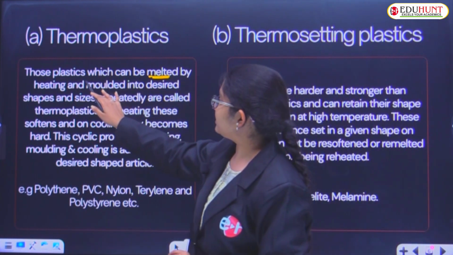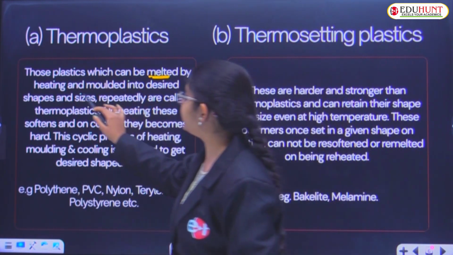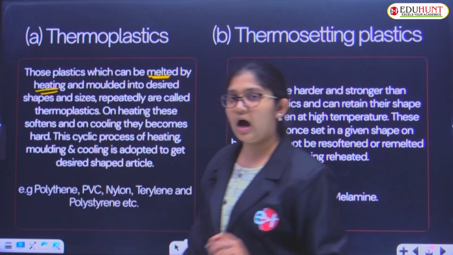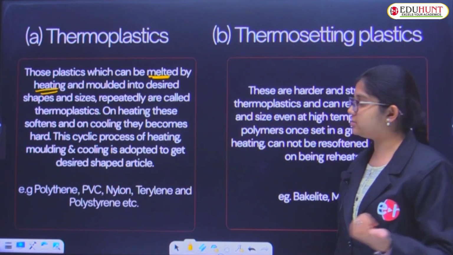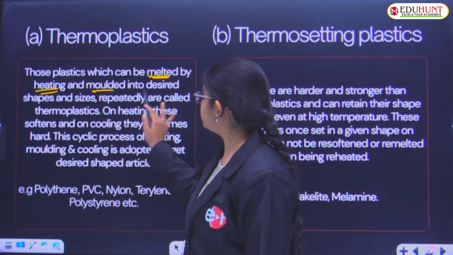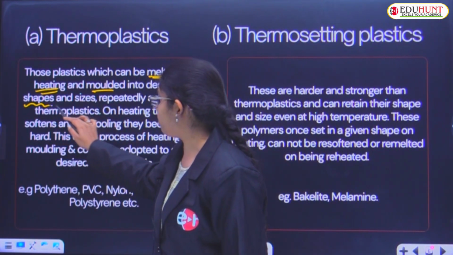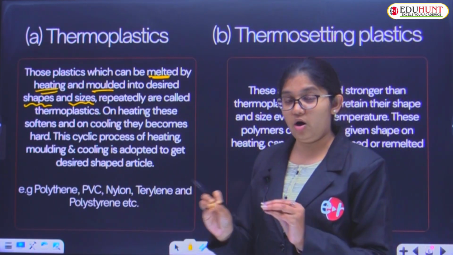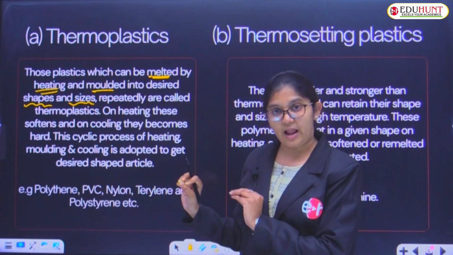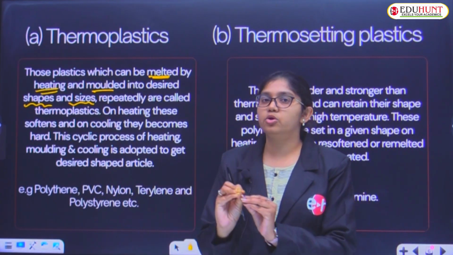Okay, those plastics which can be melted by heating. How, children? How are these materials melting? By applying heat. Very good. And molded into desired shapes and sizes. Very important. Okay, మనకు నచ్చిన సైజులో, మనకు నచ్చిన షేప్‌లో ఒక డిజైర్డ్ ఆర్టికల్ కావాలి మన ప్లాస్టిక్ అంటే we have to apply the same amount of heat. That's it.